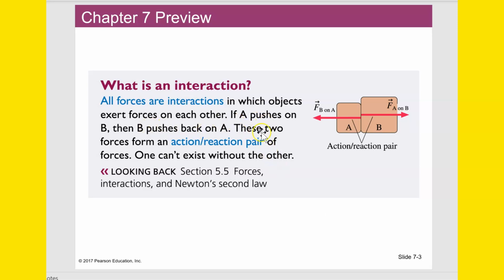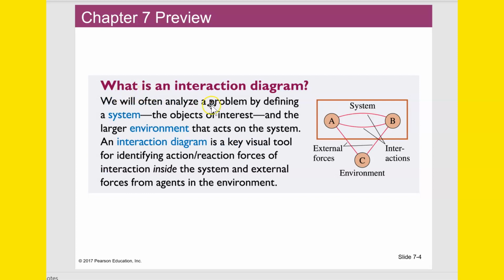If A pushes on B, B pushes back on A, these two forces form an action-reaction pair of forces. One can't exist without the other. What is an interaction diagram? We often analyze a problem by defining a system, the objects of interest, and the larger environment that acts on the system. An interaction diagram is a key visual tool for identifying action-reaction forces of interaction inside the system and external forces from agents in the environment.